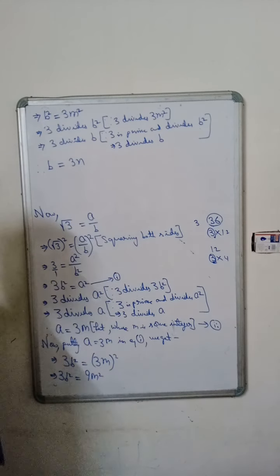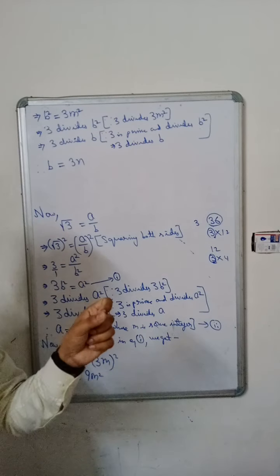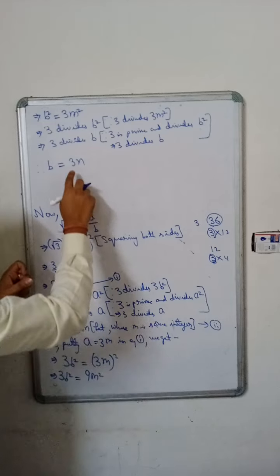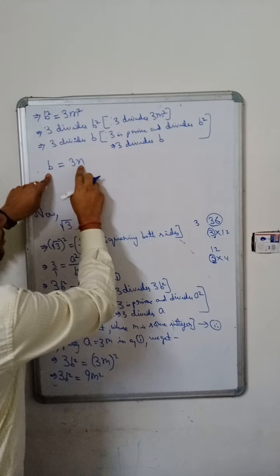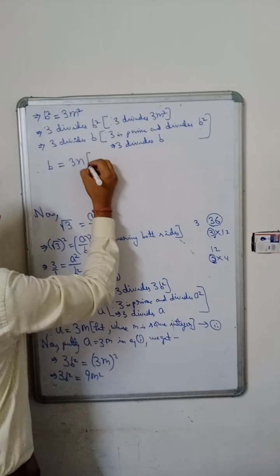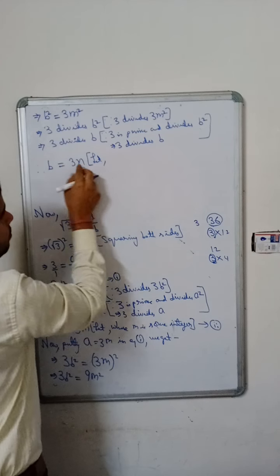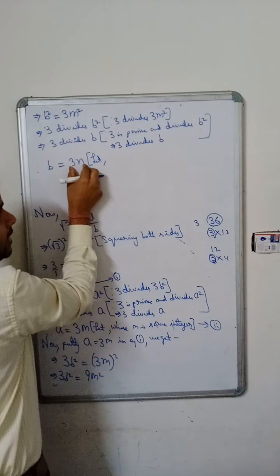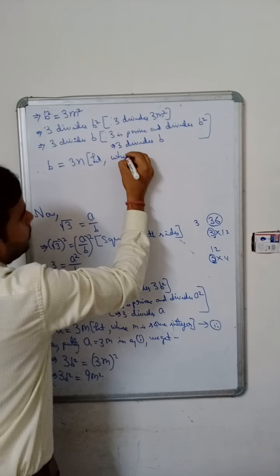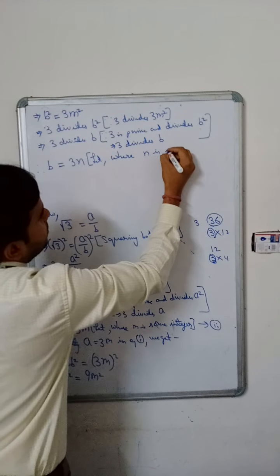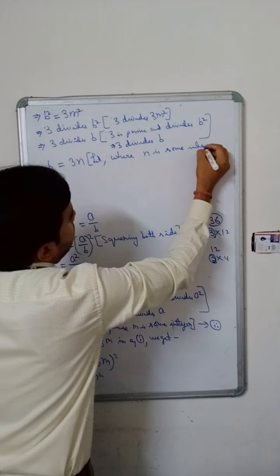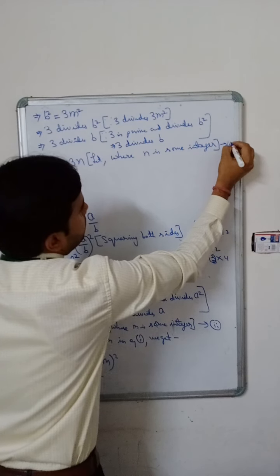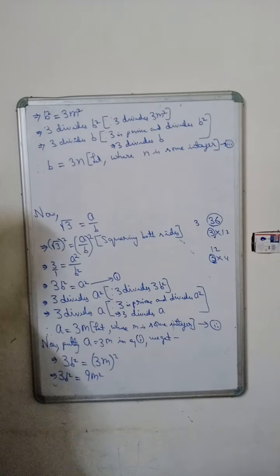If b is a multiple of 3, what will b be? 3 into some integer. B will be equal to 3 into some integer, let it be n. We are assuming that b equals 3n, where n is some integer, and mark it as number 3. Mark this as number 3.